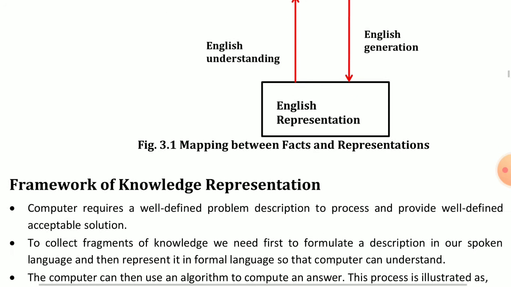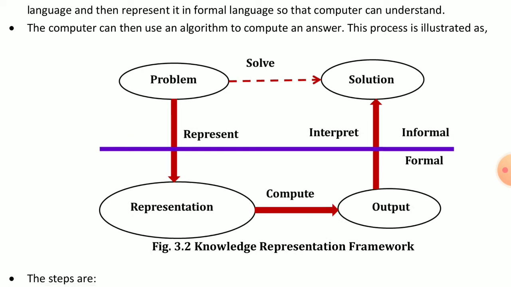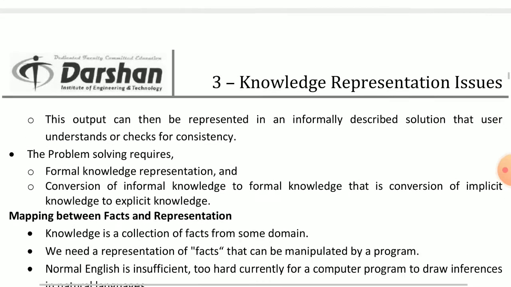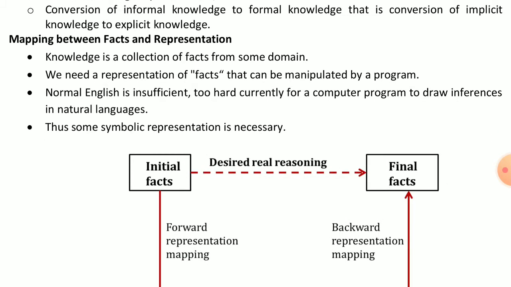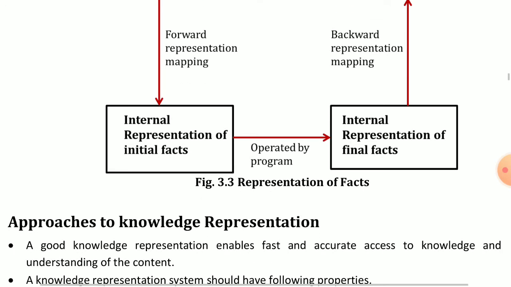Our second topic of unit 3 is framework of knowledge representation. In this topic, first the basic introduction is given, then we give the figure of knowledge representation framework. We can take one particular problem and find out the problem solution. So the basic steps are given, and then mapping between facts and representation are given. So we can use this diagram and understand this topic.